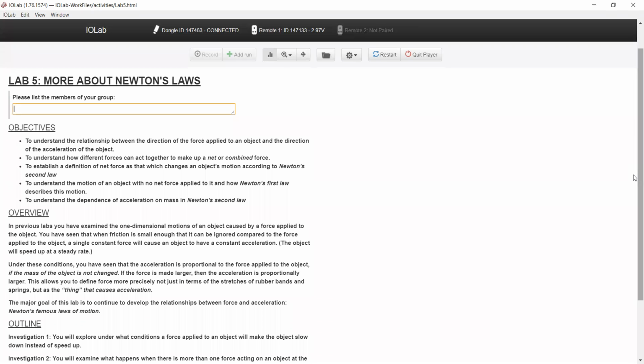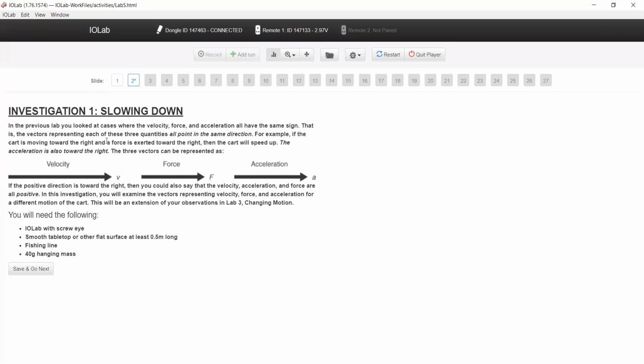This will all be about the force and acceleration relationship again. Then we'll be doing different kinds of motion, and we'll be changing the mass. Don't forget to click on save and go next. In the last lab we did the experiment where velocity, force and acceleration were in the same direction. All of them had the same sign. In this one we'll need these things to do the lab. You can click on save and go next.